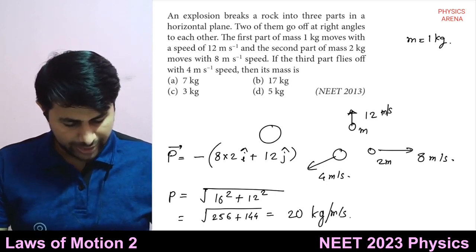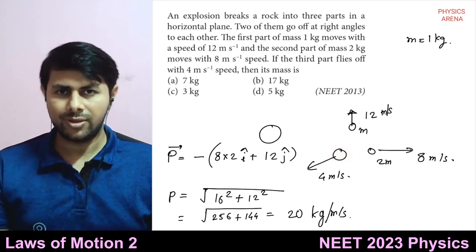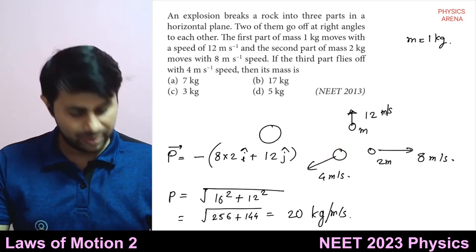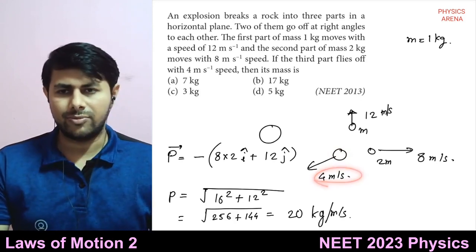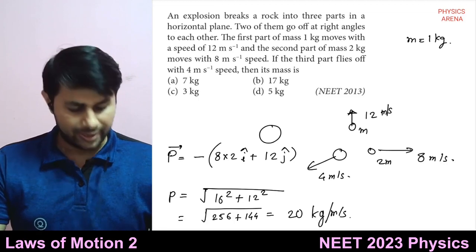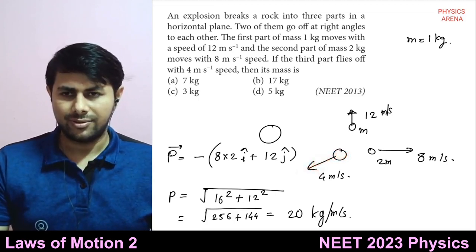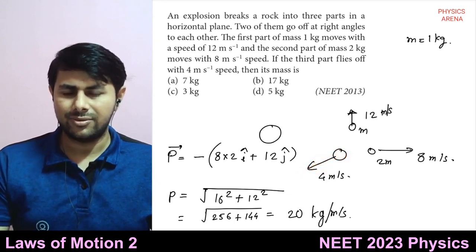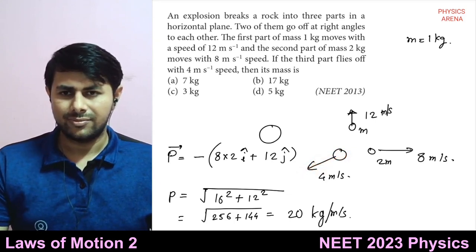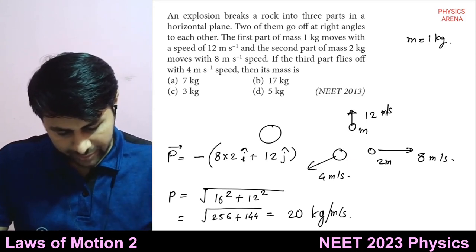So the magnitude of momentum of this body will also be 20 kg meters per second, and its speed is given as 4 meters per second. So how much will its mass be? 5. It will have the same momentum but in the opposite direction. Yes? So 5 is the answer, option D.